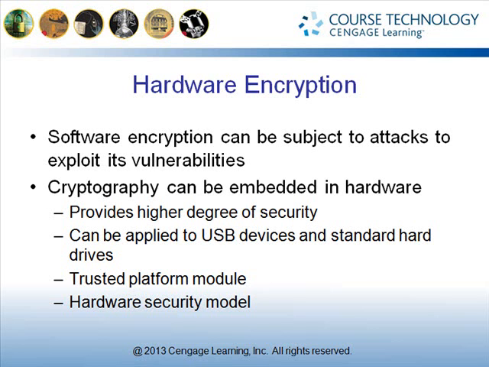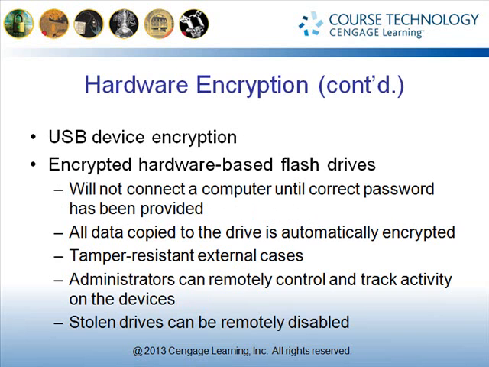Hardware encryption can be applied to USB devices like standard USB devices and standard hard drives. USB device encryption. We have so many instances of data being leaked out because a USB flash drive was lost or stolen and that data was not secured. We can have encrypted hardware-based USB devices, like a flash drive, that can be used really to prevent these types of attacks. The drive resembles a standard USB flash drive, but it has some significant differences.